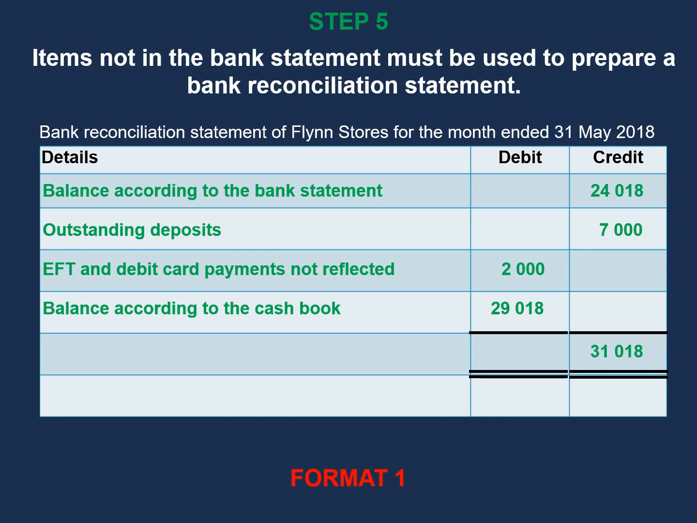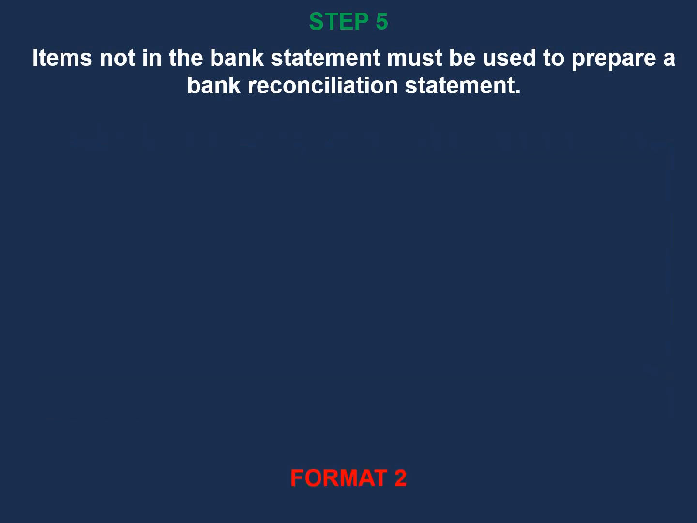And this is the balance that we calculated at step 4. If our cash book balance had a credit balance, then we would have entered this amount on the credit side. And if we total up our debit column, we will come to the same amount, and our debit and credit side will balance on $31,018.